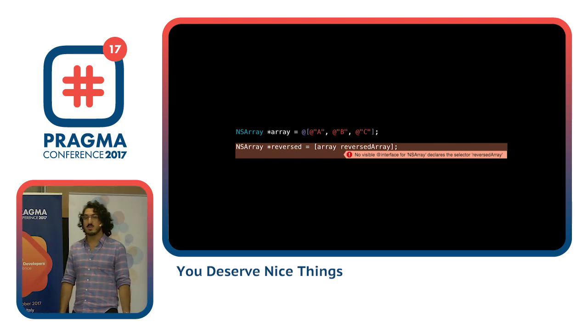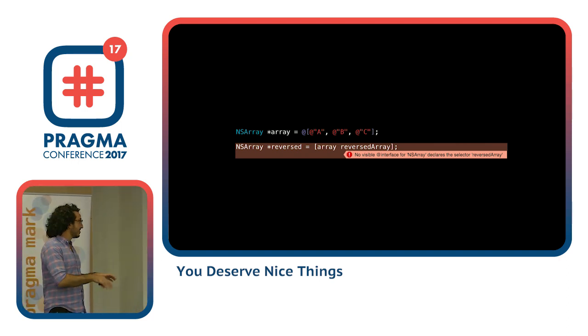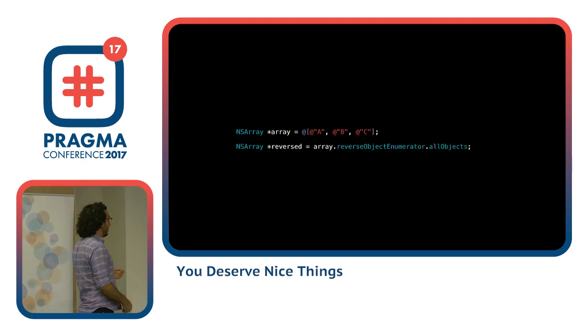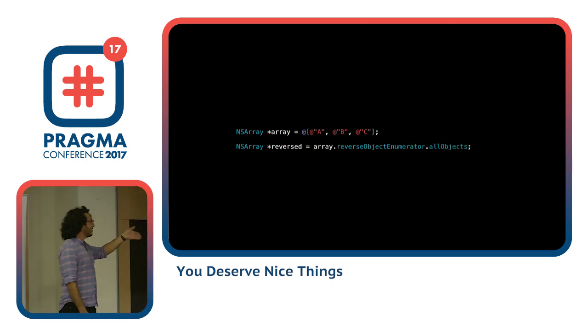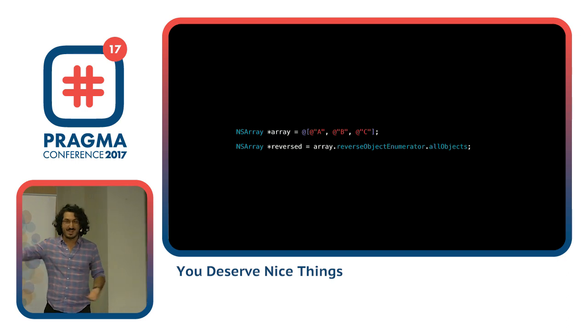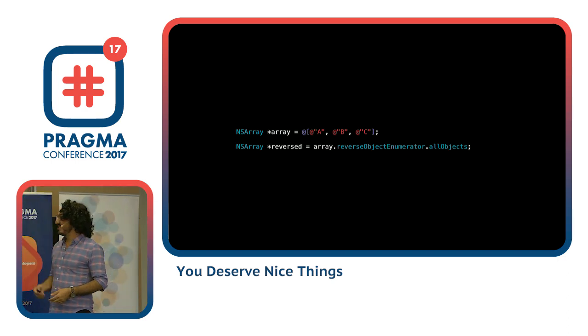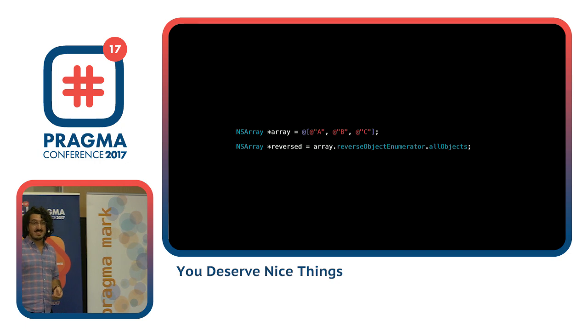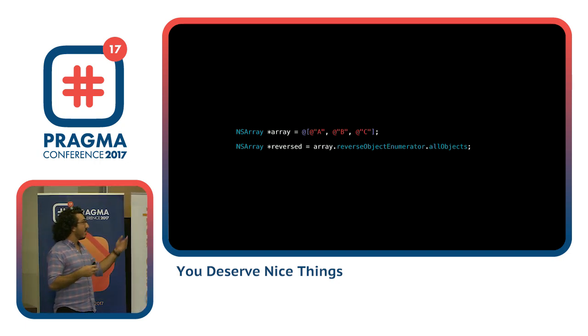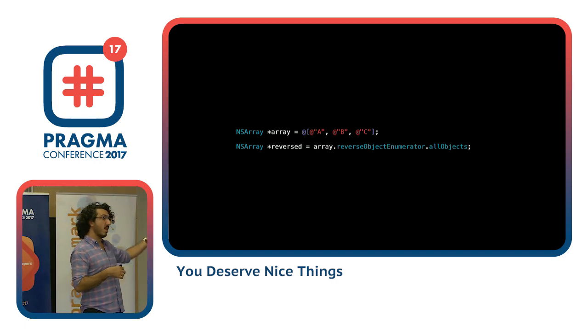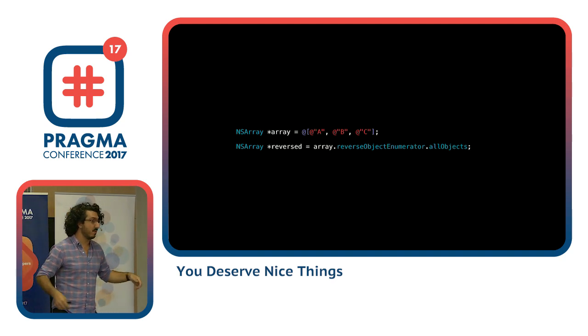So you get upset. You go to Stack Overflow. How do I reverse an NSArray? And of course, they tell you, array.reversedObjectEnumerator.allObjects. Obviously, why didn't you try that first? Which is way worse. And even worse than that is creating an object enumerator and then calling allObjects on it copies everything into a brand new array.